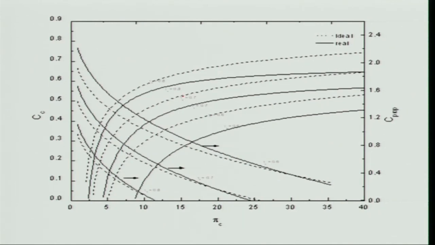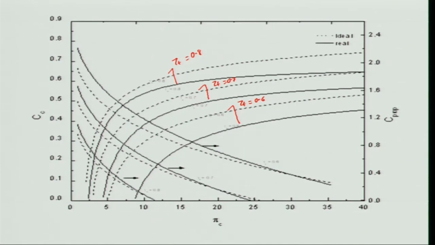And if you look at the C core, the core engine work output coefficient, you will find that it goes on increasing with the pressure ratio and reaches a certain value at the higher pressure ratio across the compression. The real case, as I told, the solid line, has a lower value compared to the ideal one, the dashed line, for a particular condition. Here tau t is equal to 0.8, similarly this is tau t equal to 0.7, and this is tau t equal to 0.6, right.